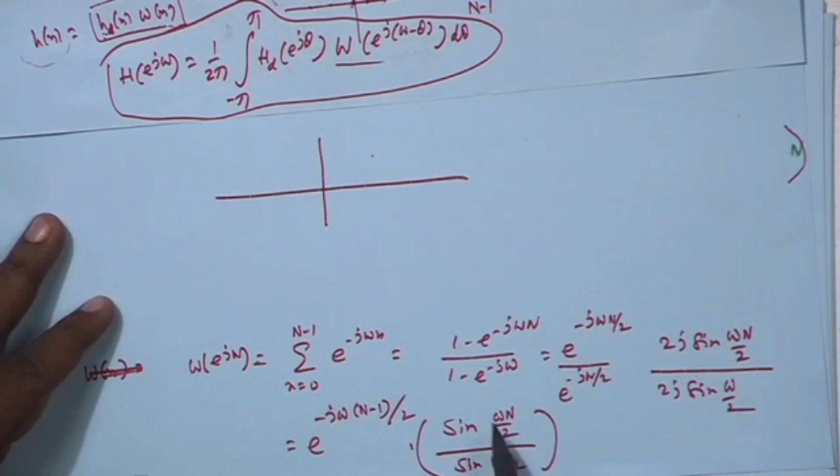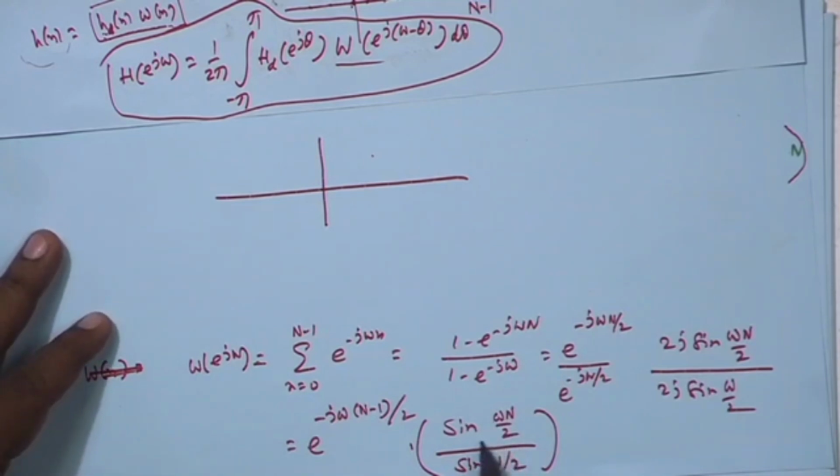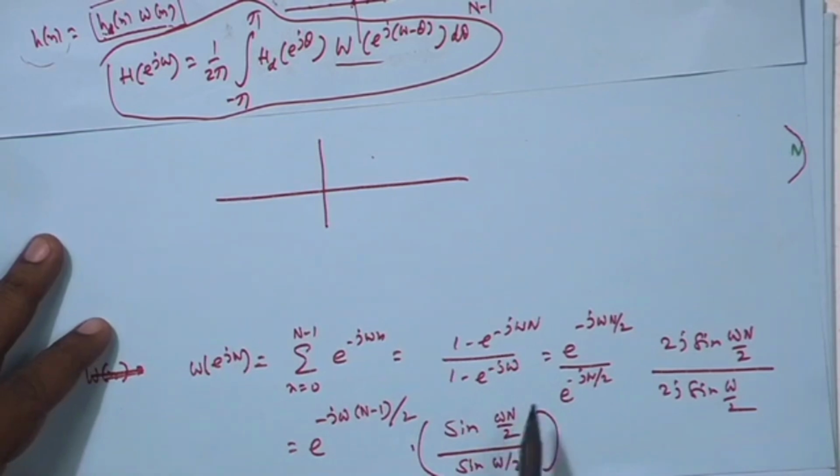At omega equal to 0, it is 0 by 0. Sin 0 is 0, sin 0 is 0. So, apply L'Hospital. Differentiate the numerator and the denominator with respect to omega. So, it will be N by 2 on top and 1 by 2 here. And then cos at omega equal to 0 is 1. So, it will be N by 2 by 1 by 2. So, it is N.